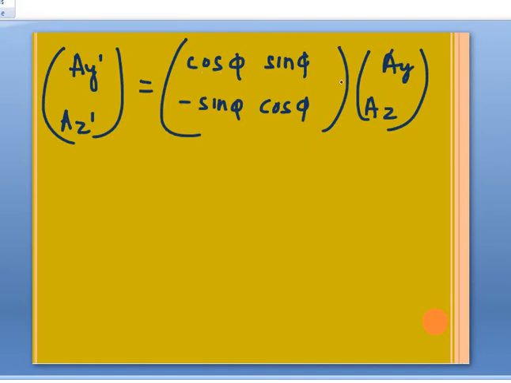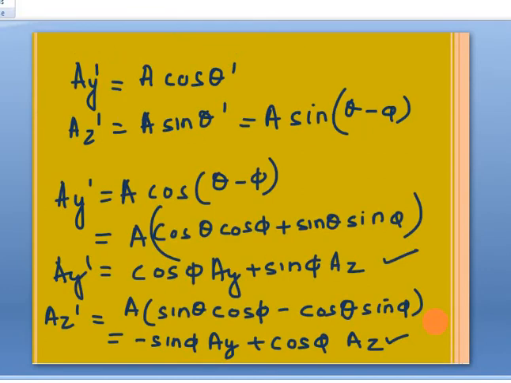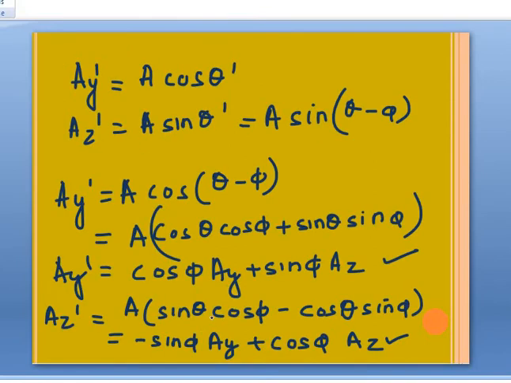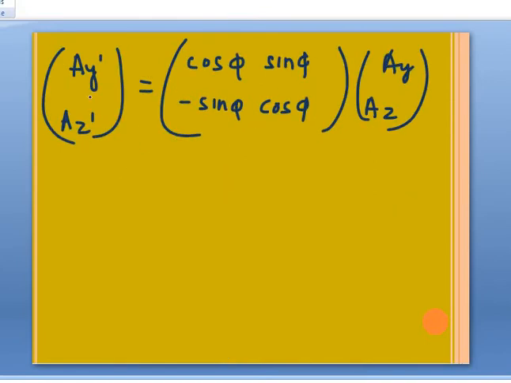Now here if you look carefully, what is ay prime? Ay prime is cos phi ay plus sin phi az, which is the same as this. Again, what is az prime? Az prime is minus sin phi ay plus cos phi az, which is the same as the second equation. So you are able to express it in a matrix form. This is the concept of the rotation matrix. So this part has to be very clear, because we are going to use this in most of the cases in physics when you are talking about a transformation. This is the rotation matrix actually.